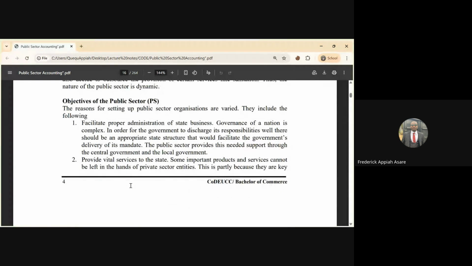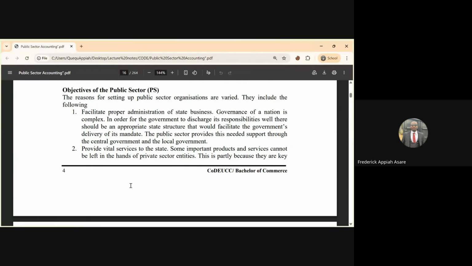Now let's look at the general objectives of the public sector. One of the main objectives of the public sector is to facilitate proper administration of state business. Governance of a nation is complex. In order for the government to discharge its responsibility well, there should be an appropriate state structure that would facilitate the government's delivery of its mandate.